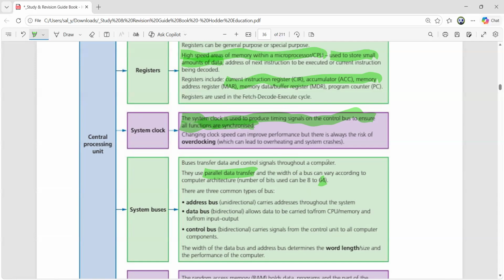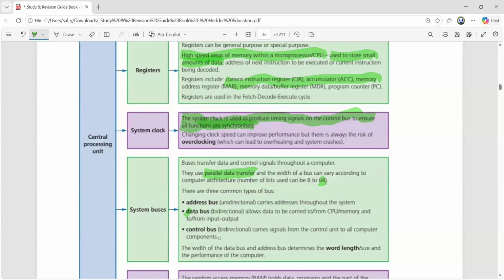Buses are wires that are there to transfer data, addresses, or control signals. And here we can see the address bus is unidirectional, carrying addresses throughout the system. The data bus, as the name implies, is bidirectional, carrying the data. And this data is carried to and from the CPU, memory, and the input and output devices, from the input devices to the output devices. So this is the complete description of the data bus. Bidirectional allows the movement of data throughout the whole system, from or to the CPU and memory, and to and from the input and output devices.